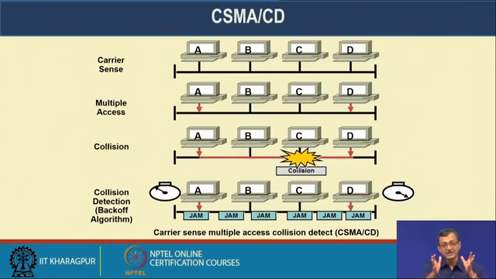So one is that I need to sense. Definitely there is multiple access. And if in spite of that there is a collision, there should be a way to handle the collision and retransmit the data using some backoff algorithm.